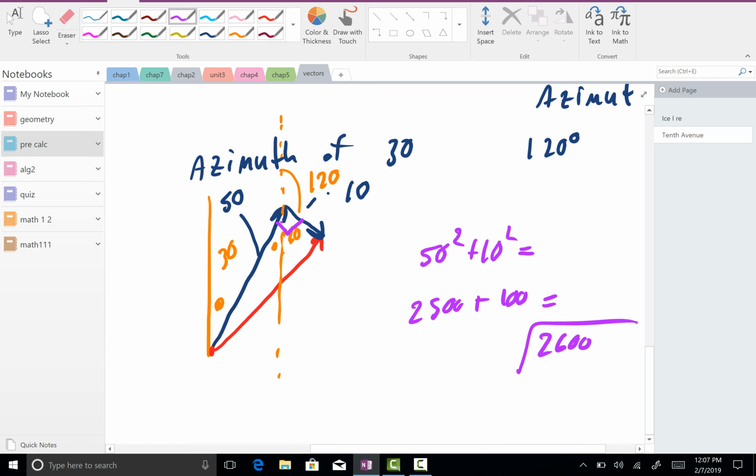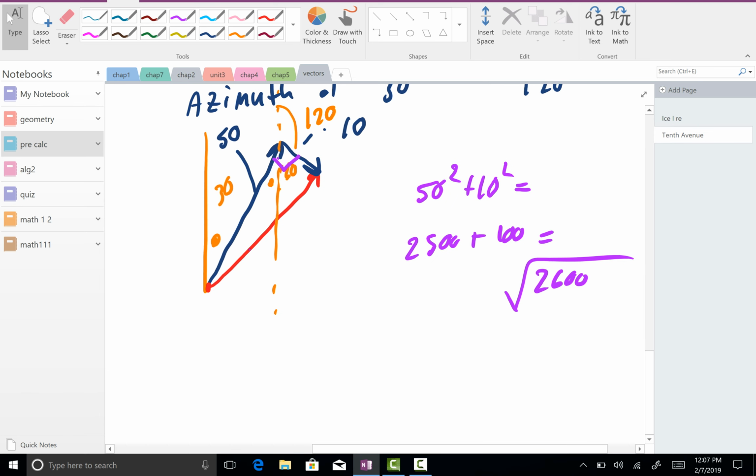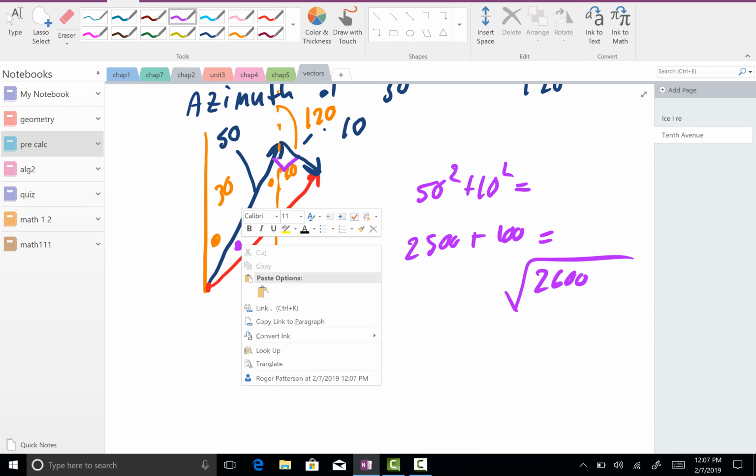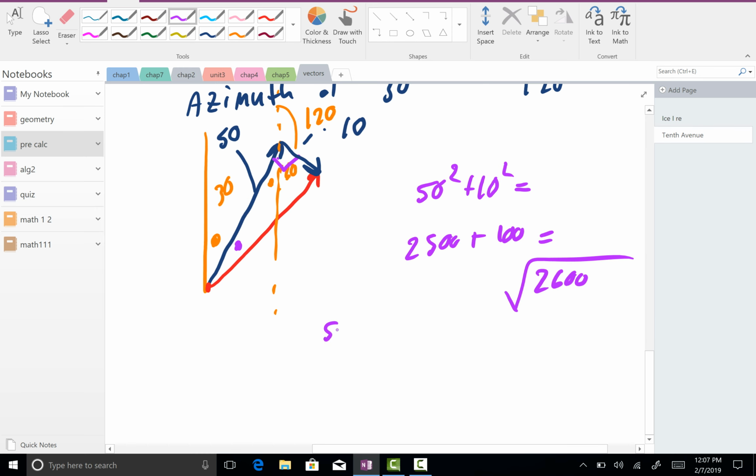Okay, so whatever the square root of 2600 is, that would be the resultant's magnitude. To find the direction, we wanted to find that angle. Again, it's just a right triangle, so we could use sines and cosines to figure that out. Since it's a right triangle, I'm going to use sine.